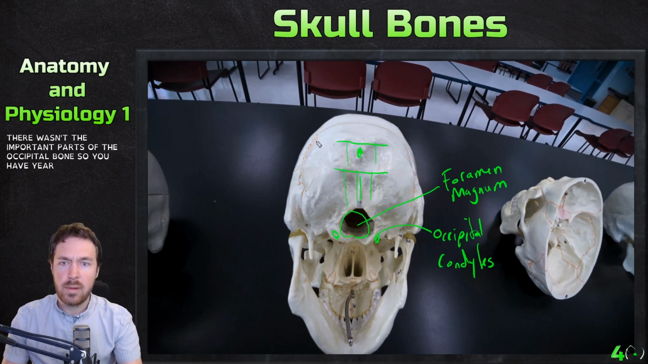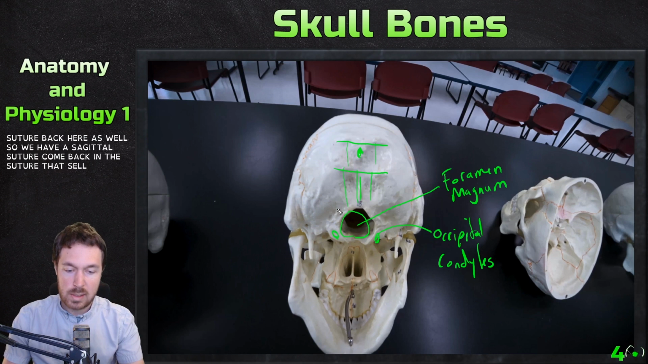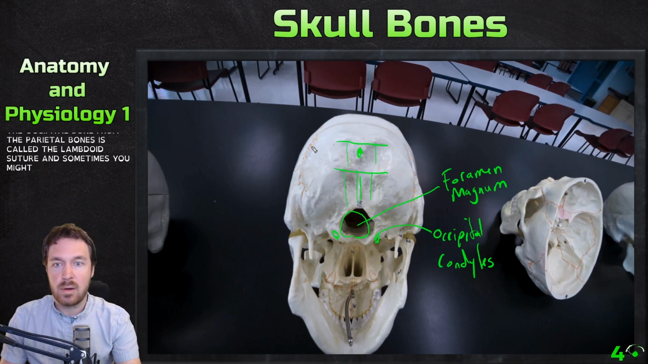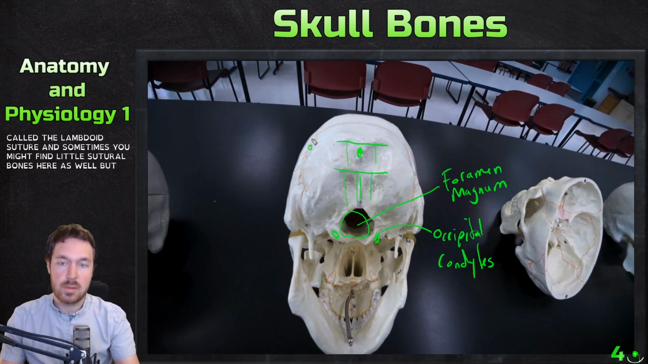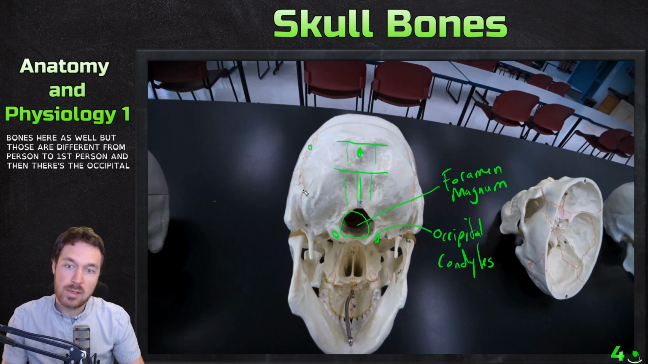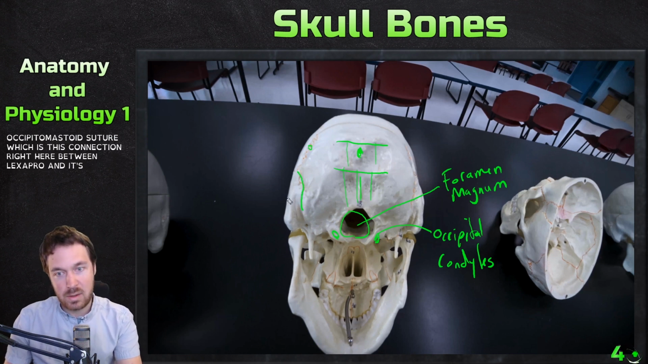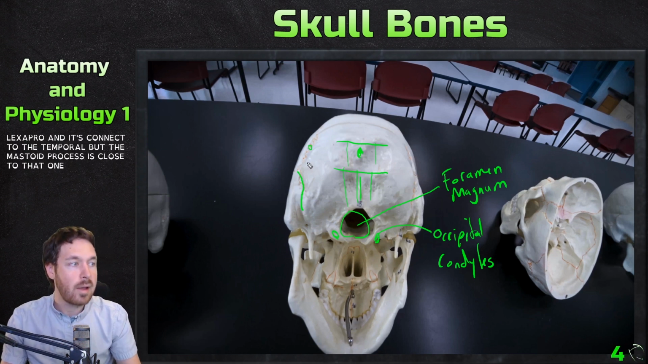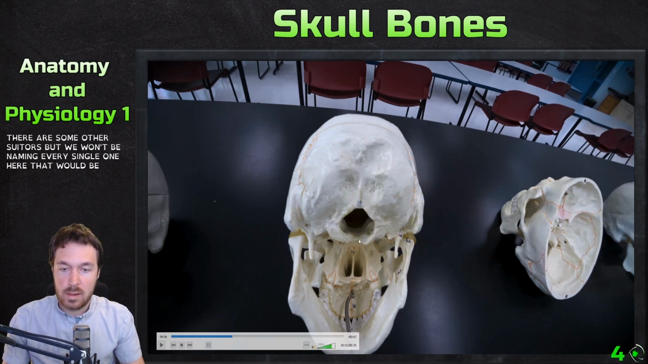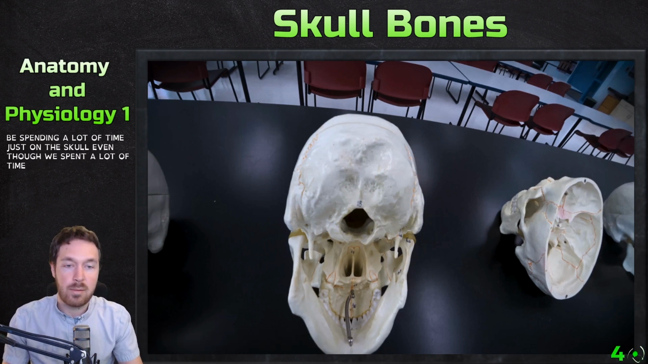I don't think I labeled the sutures back here as well. So we have the sagittal suture come back, and the suture that separates the occipital bone from the parietal bones is called the lambdoid suture. And sometimes you might find little sutural bones here as well, but those are different from person to person. And then there's the occipitomastoid suture, which is this connection right here between the occipital and the temporal, but the mastoid process is close to that one as well. There are some other sutures, but we won't be naming every single one here. If we named everything, we'd be spending a lot of time just on the skull, even though we spent a lot of time to begin with.